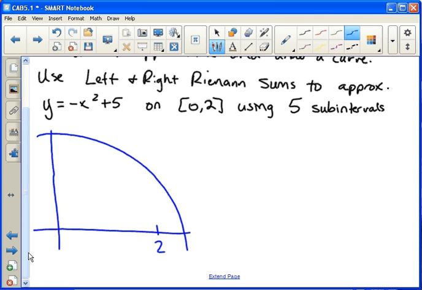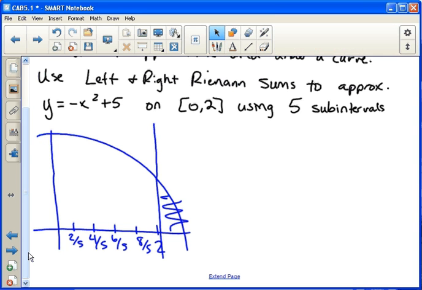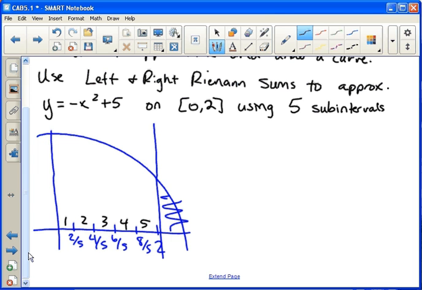We're going from 0 to 2, and we want to split it into 5 pieces, 5 subintervals. So our total distance is 2, from 0 to 2, splitting it up into 5 pieces, meaning each piece will be 2/5. So I need to have them spaced out 2/5. Now I am cutting it off right here. I don't care about this part over here, because I'm only looking at it from 0 to 2. So I have 1, 2, 3, 4, 5 subintervals. As I look at that first subinterval, I have a left endpoint at 0 and a right endpoint at 2/5.